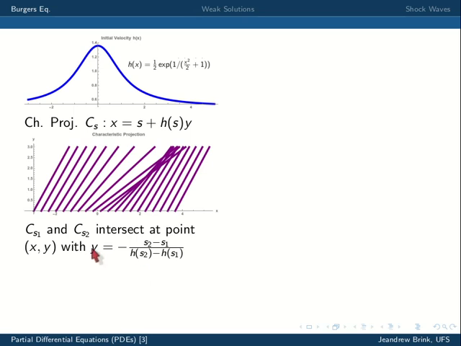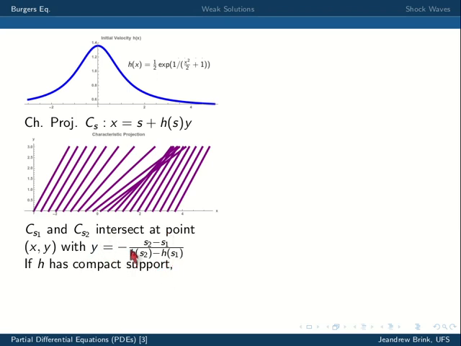Okay, this is an expression for y where the two lines intersect. And this is true for any S1 and S2. If the two get infinitely close, S1 and S2, what does this expression mean? Think about it. I'll get back to it.